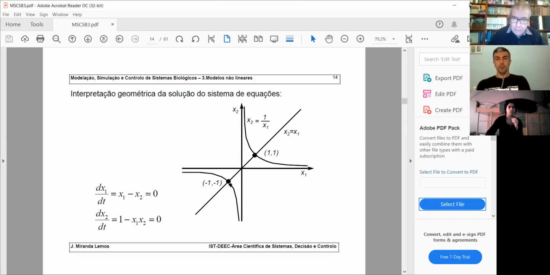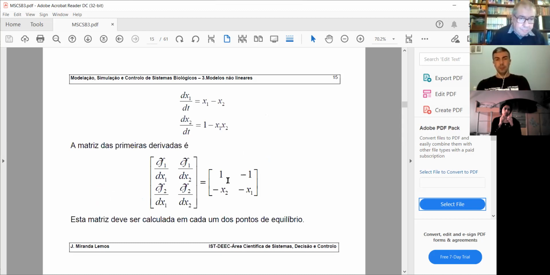Now, let's differentiate this and compute the derivatives. So the matrix of first derivatives is the df1/dx1, df1/dx2, df2/dx1, and df2/dx2. This is called the Jacobian matrix, from the name of the famous mathematician of the 19th century called Jacobi. Jacobi with a J.